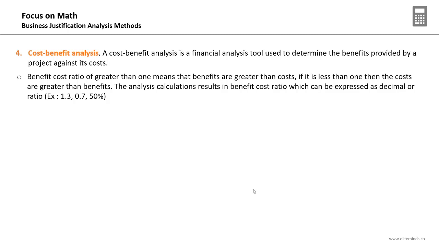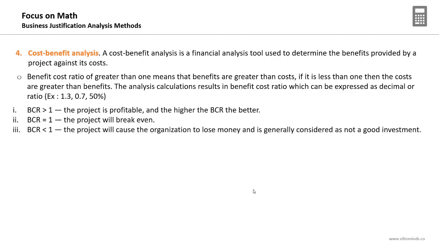The analysis calculations result in the benefit cost ratio, BCR, which can usually be expressed as a decimal or as a ratio, like 0.7 or 50%. Now, what I want you to understand is that this analysis method compares the expected benefits to the costs. So it is a benefit to cost ratio. If it is more than 1, it means it's a good choice because the benefits are expected to be higher than the costs. If it is less than 1, it means that the investment value or the cost is higher than the benefits.